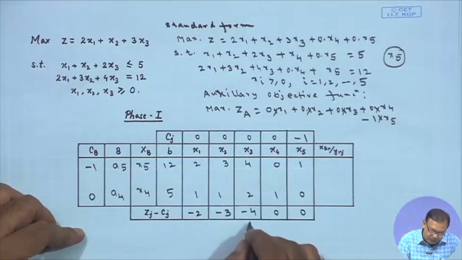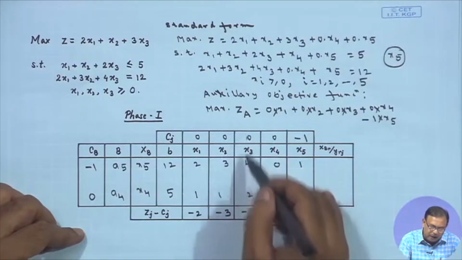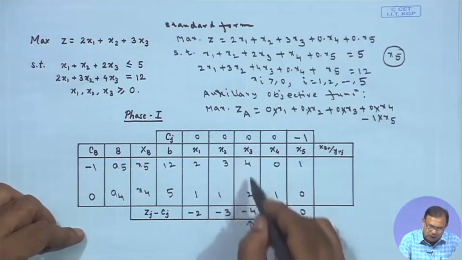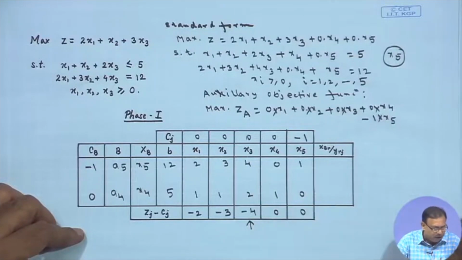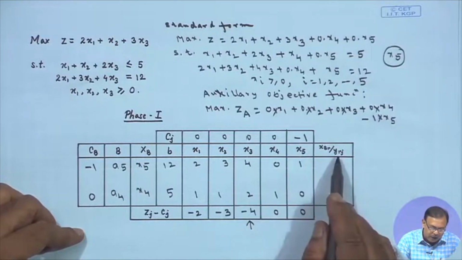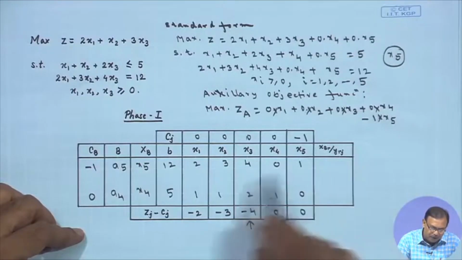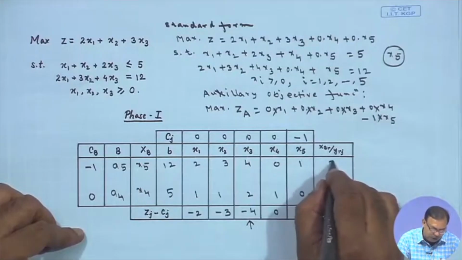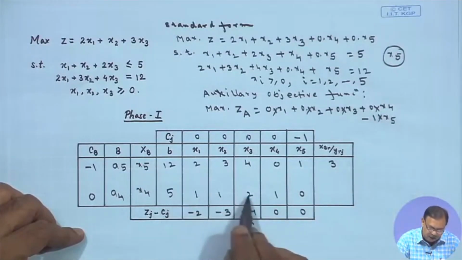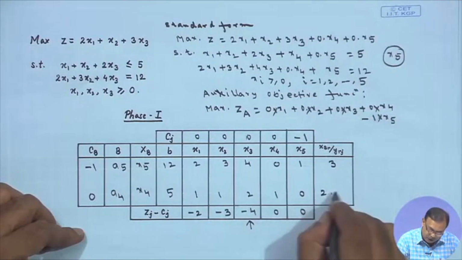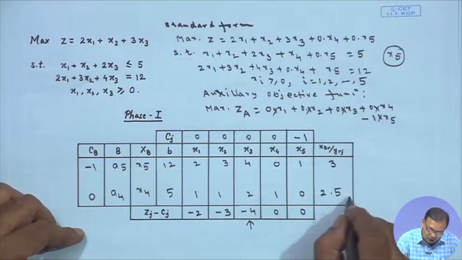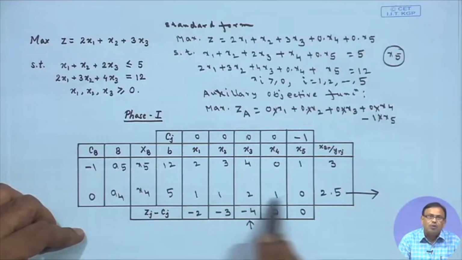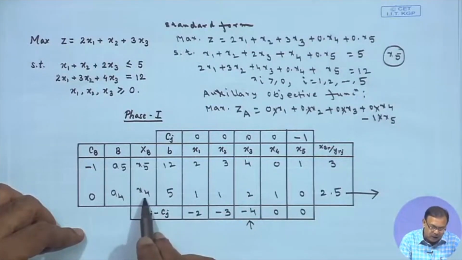So, the most negative is this one, that is this column. So, your entering vector will be x3. So, you have to calculate the ratio, that is b by xb. So, ratio in this case 12 by 4, that is 3, and in this case 5 divided by 2, that is 2.5. So, your outgoing vector is x4. In this case, your outgoing vector is this one, that is x4.